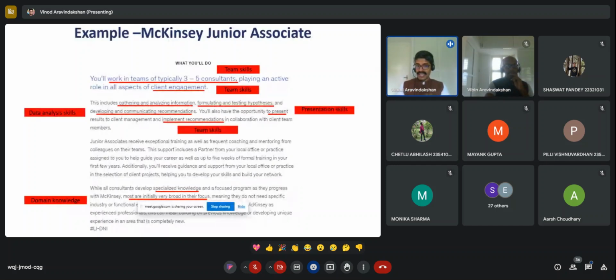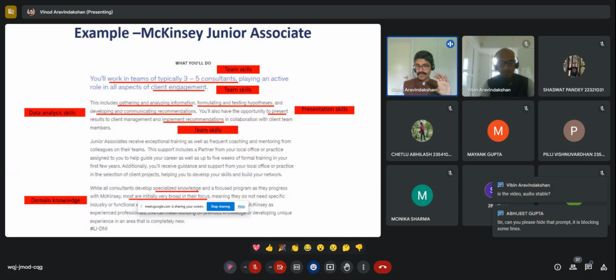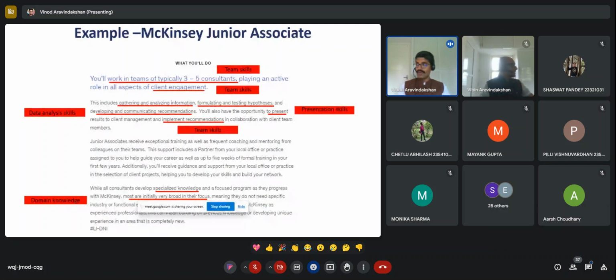The second paragraph, there's probably not too much for you to take away. It speaks about what McKinsey has to offer to you. The last paragraph is important because it talks about specialized knowledge and people who have very broad focus. And they're saying that they don't need specific industry or functional expertise. So this talks about a need for maybe some domain specific knowledge. So this is the technical skills they're looking for.